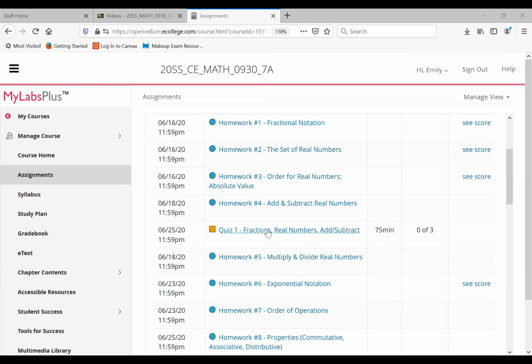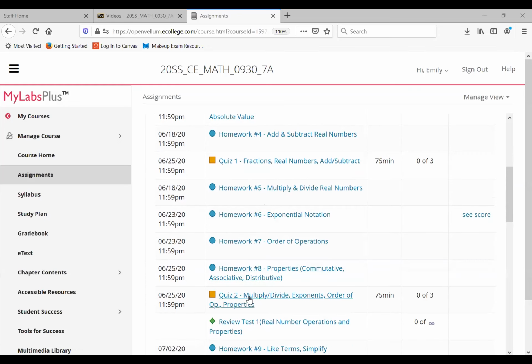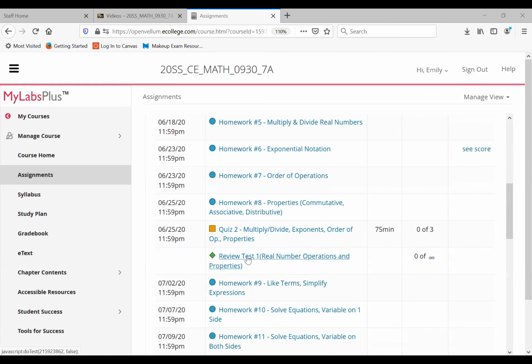Okay, so here's quiz 1. It covers lessons 1 through 4. And then quiz 2 covers lessons 5 through 8, multiplying and dividing, exponents, order of operations, and properties that we were just doing. Also, there is a review test. This is listed under the test category, but once again, it's optional, and the grade does not affect your overall grade in the class for better or for worse. And you can see there are infinite tries that you can do. So that test is a longer version of what our actual test will look like. So let me show you a little bit for each of those.